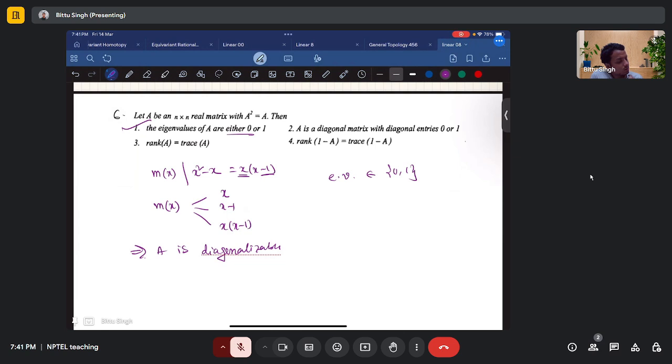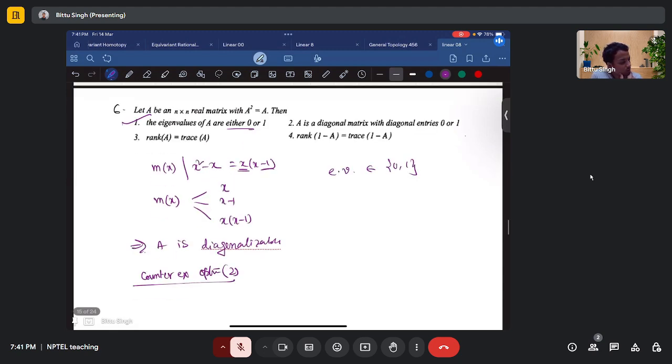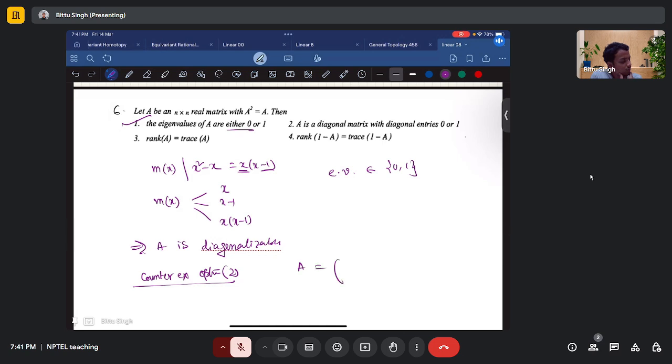But it may not imply that A is a diagonal matrix. Okay. For example, take a counterexample to option 2. Take this matrix: A is the same as half, half, half, half, a 2 by 2 matrix.